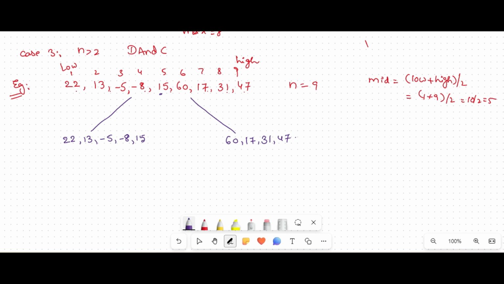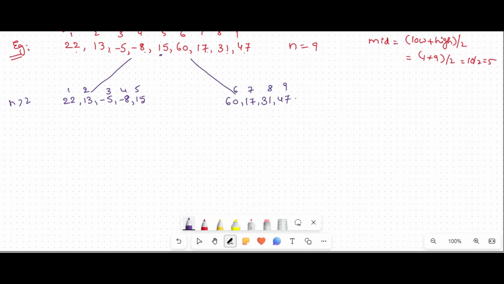Okay. Now begin here also n is greater than 2. Divide. First write the positions 1, 2, 3, 4, 5, here it is 6, 7, 8, 9. Again divide the problem into subproblems. Now how to divide? 1 plus 5 by 2, which is equal to 3. That means this one.